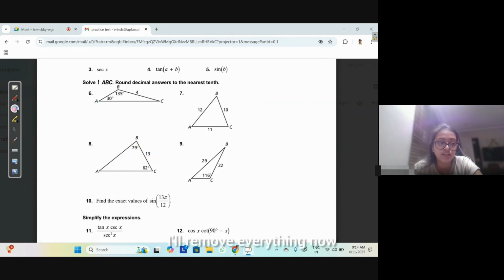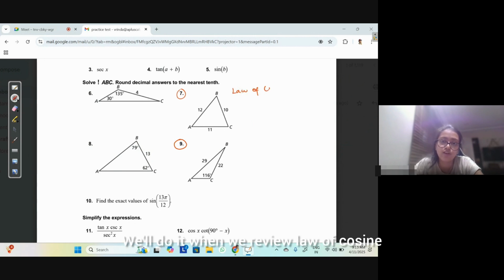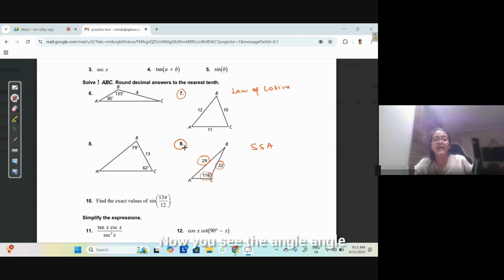I'll remove everything. Now if you see number 9, number 7 is a case of law of cosine. We'll do it when we review law of cosine. And number 9 is a case of SSA. You have this side and an angle. So SSA. Now you see the angle. Is it acute or is it obtuse?